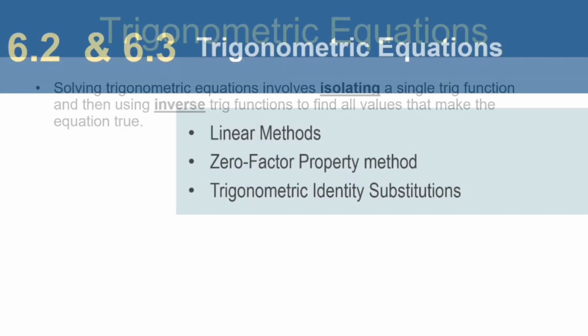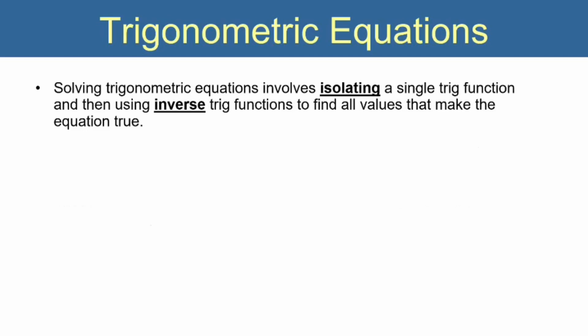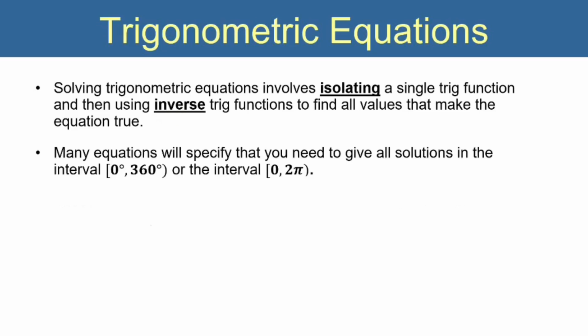So here we go. Solving trig equations involves isolating a single trig function and then using inverse trig functions to find all the values that make that equation true. A lot of times the equation will specify that you just need to give all solutions in the interval from 0 degrees to 360 degrees, or they might say from 0 radians to 2 pi radians.